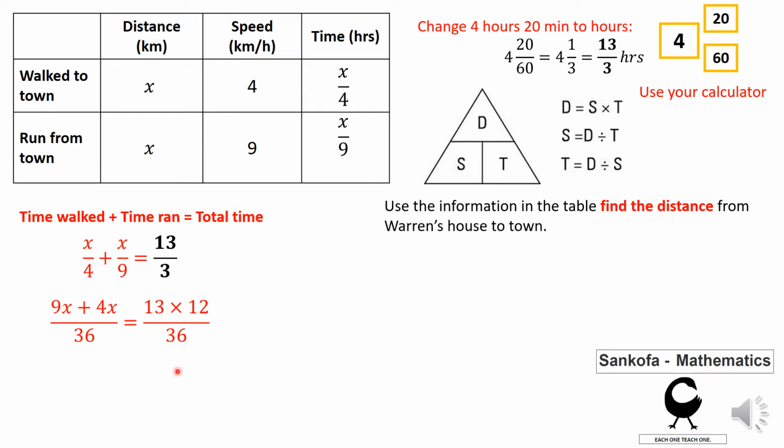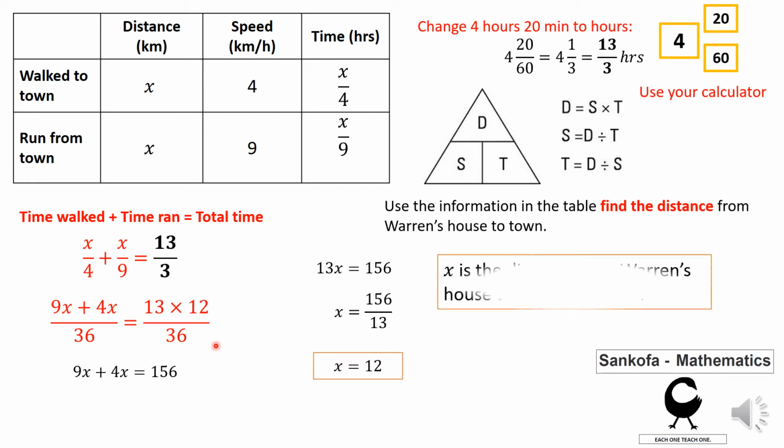The reason why I did it in this way, as you have many ways to solve this equation, is I can drop the denominators now, and I can equate the numerators if you are doing equivalent fractions and they are out of the same parts. Right, so this gives you 13x is equal to 156. x should be nothing but 12. So therefore, the distance from Warren's house to town is 12 kilometers.